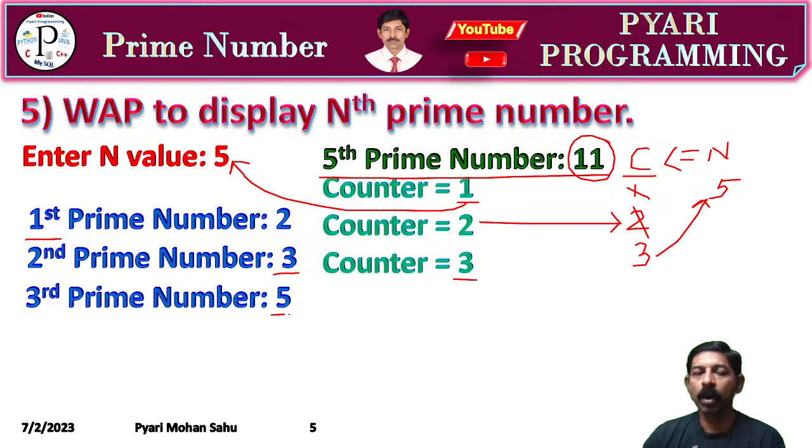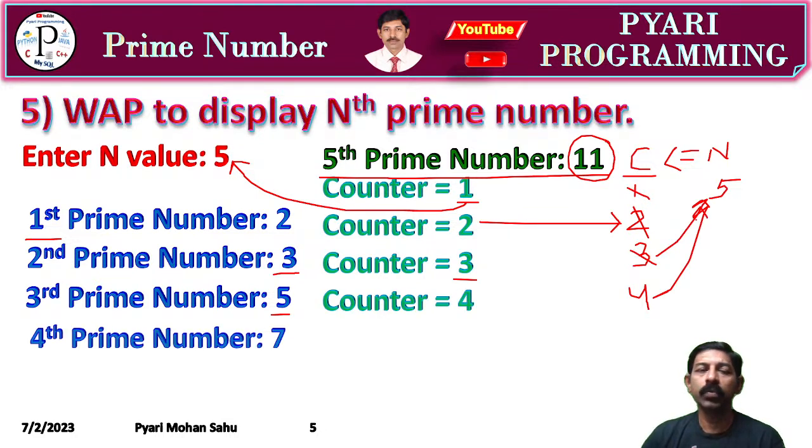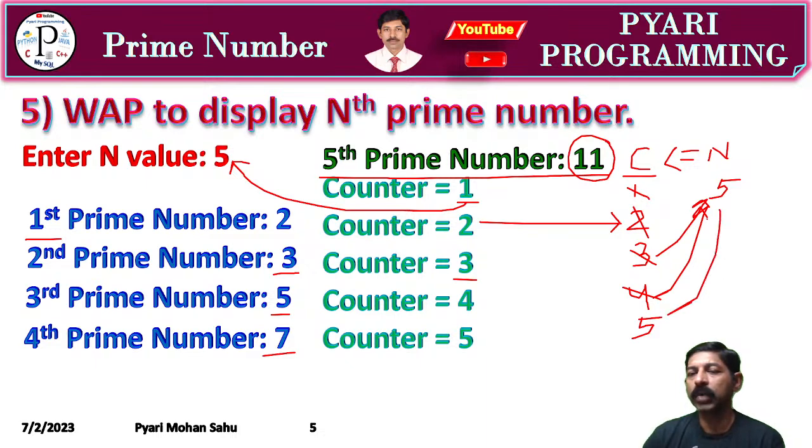Once I got a prime number, this is nothing but the first n prime number logic. Then I will increase the counter by 1. It will become your 4. Now 4 is less than or equal to 5. True. So I will look for one more prime number. Once I got a prime number, increase the counter by 1. This becomes your 5. Now 5 is less than or equal to 5. True. I will look for the next prime number.